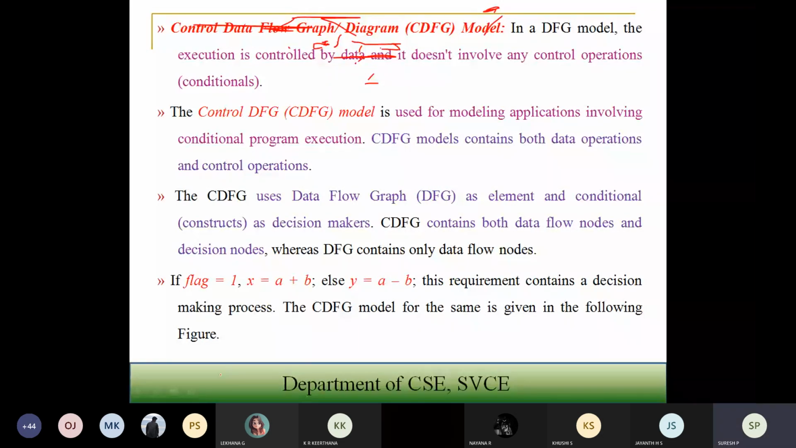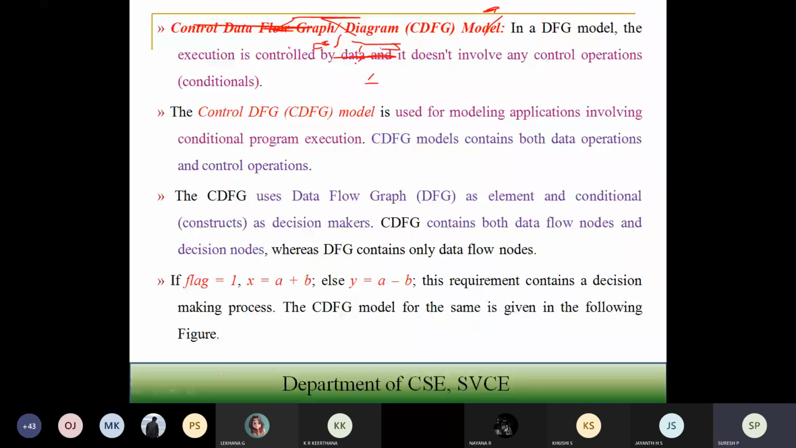So where are control operations involved here? We are telling that it does not involve any control operations or conditional operations, but normally it will involve that. According to the textbook, they say that it's not going to make use of control operations, where depending upon a particular operation or decision making, it basically makes use of the decisions. Okay, so control won't be there, but it is going to make use of the decisions. It is basically used for modeling applications which involve conditional program execution. For example, if the temperature rises, what action do I have to take? If the temperature is below a particular limit, then what action do I have to take?